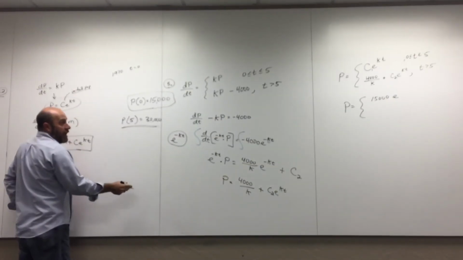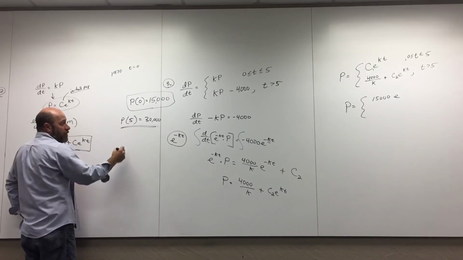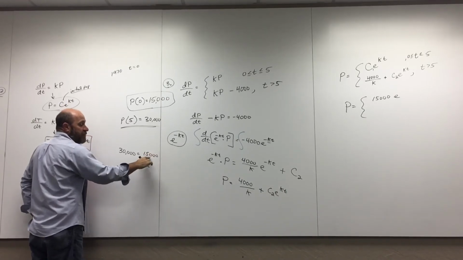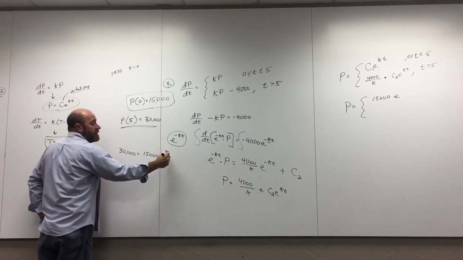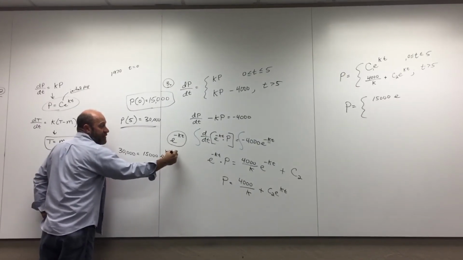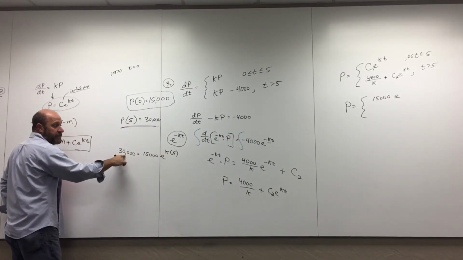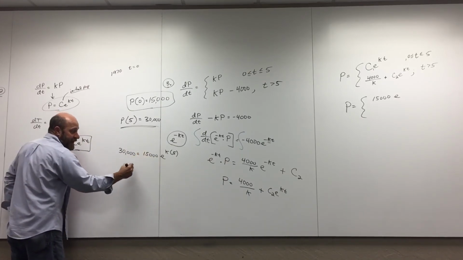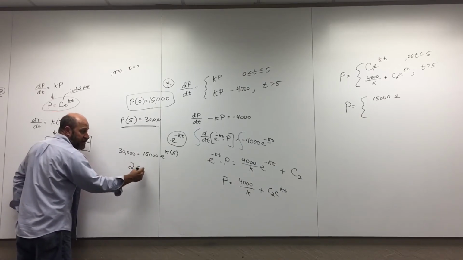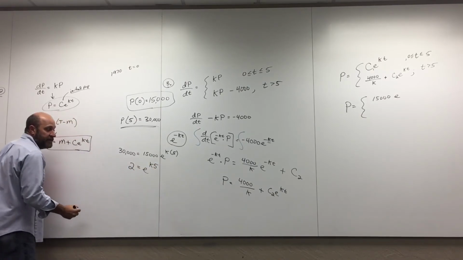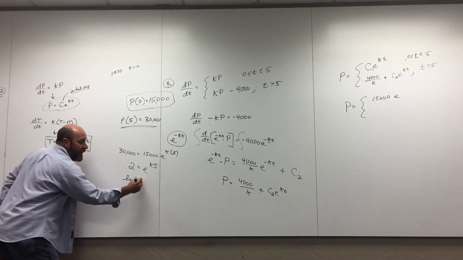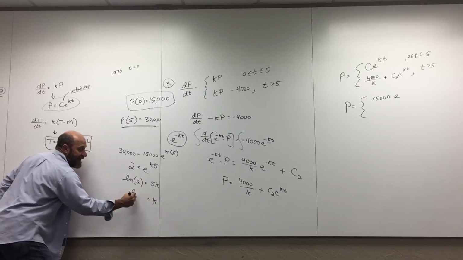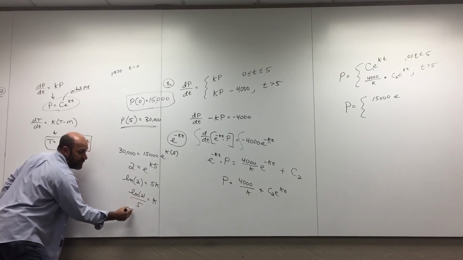I'll do that right here. What I have is my model over there. What I'm going to do is plug 30,000 in for P. 15,000 is already in there for C. E to the K times T. And T is 5 years. In 5 years, you get 30,000. And now you solve for K. This is algebra. Divide by 15,000, you get 2. That's your doubling population. Take the natural log of both sides, you divide by 5, and here's K. It's the natural log of 2 divided by 5.